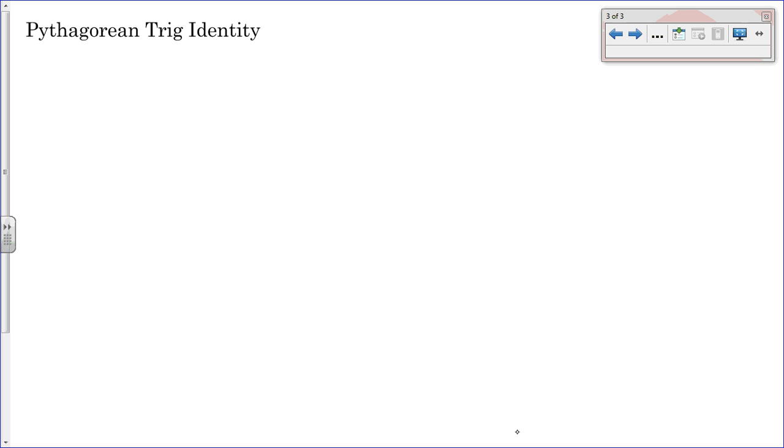Moving on. The Pythagorean trig identity. This is sometimes called the golden rule of trig. And it says that the sine squared of alpha plus the cosine squared of alpha equals 1.